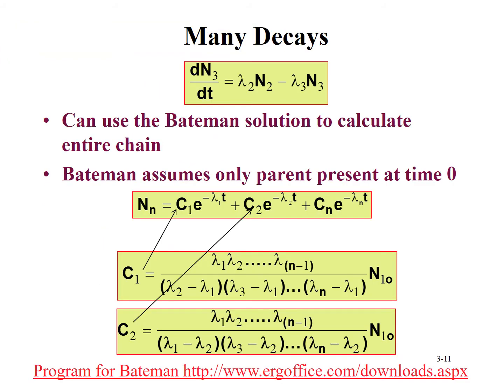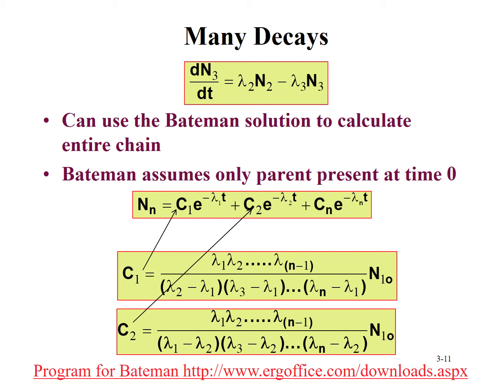So we talked about a parent-daughter decay. Well, what if we have a condition of many decays? So parent, one progeny to the next, so daughter, granddaughter, great-granddaughter. In that case, let's take the example of the third, so the granddaughter. Well, the change in the granddaughter with respect to time is just equal to the decay of the daughter that's populating the granddaughter minus the decay of the granddaughter. And we use the Bateman solution to calculate this entire chain. And the equation for the Bateman solution is shown here.